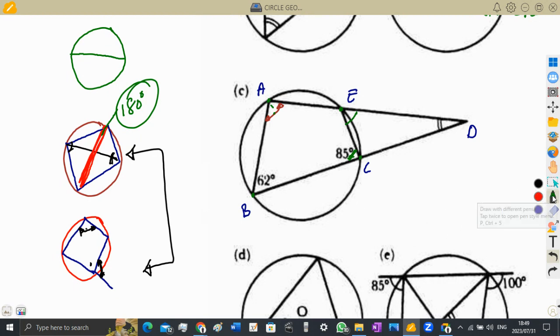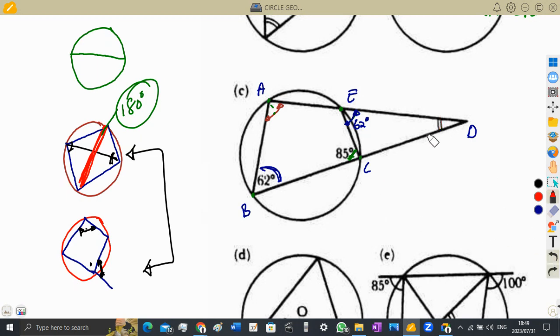So meaning to say here, we can calculate this E here, which is 62. The exterior angle is equal to the opposite interior. This is our interior, so this will be 62 degrees. Are we together? So that will be 62 degrees, this one. All right. Then as we want to calculate this angle D, this one, what can we do?